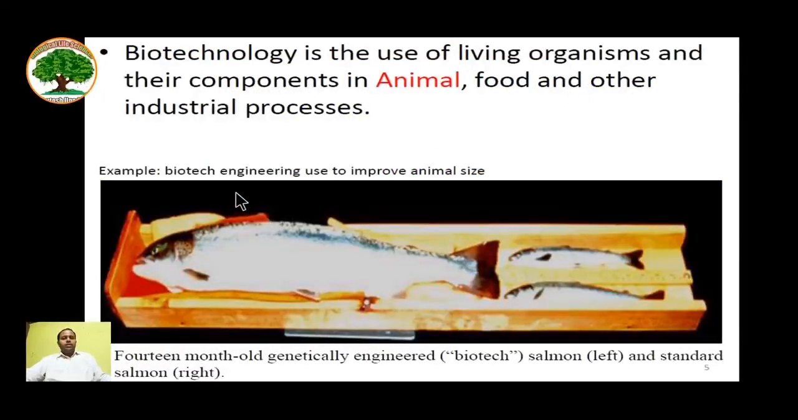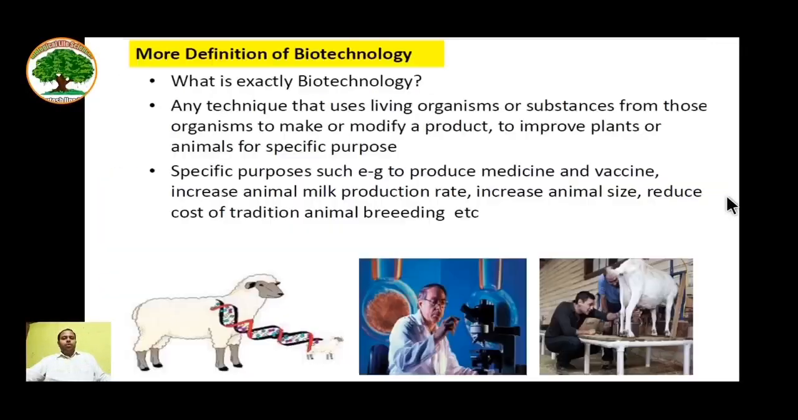As you can see in this example, the 14-month-old genetically engineered salmon, that is the left side, and the standard salmon. So you can see the difference in the biotechnologically modified organism. This is the biotechnologically modified salmon fish, which increases in size though they are of the same age. So this is a product of biotechnology.